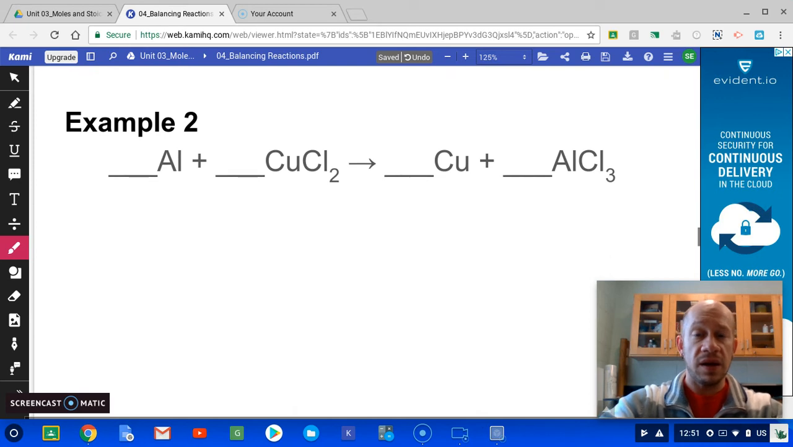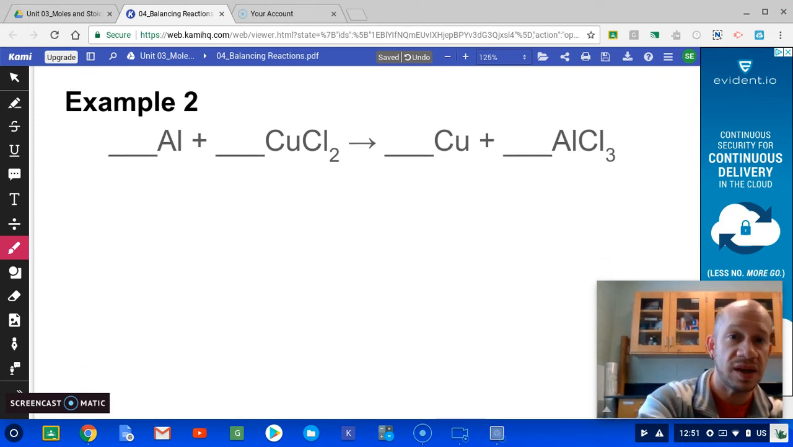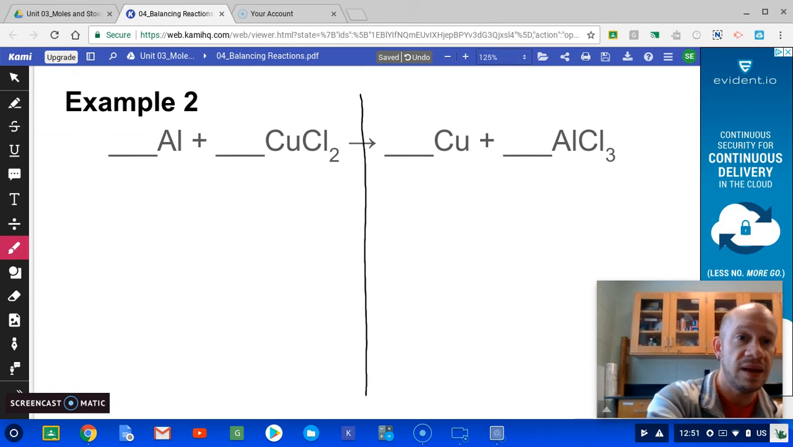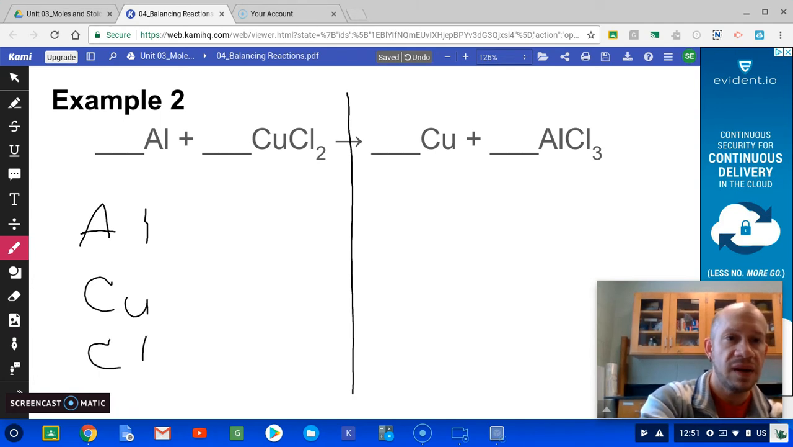Let's try another example. So the way I like to do it, here is my arrow. Draw a line. How many aluminums do I have? How many coppers do I have? And how many chlorines do I have? I have 1, 1, and 2.